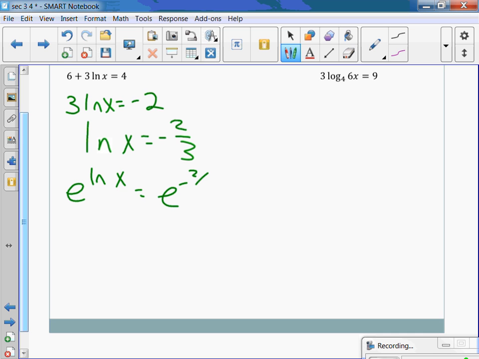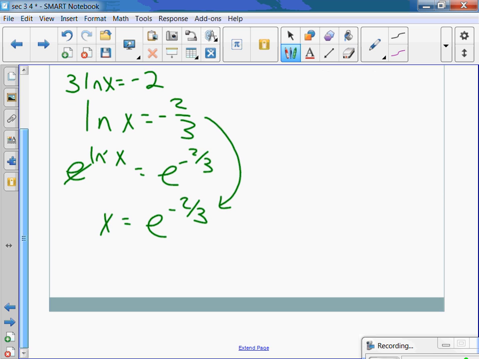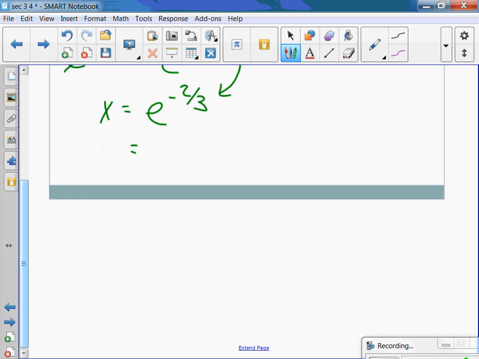But that's the same thing, once again, it's just writing it in exponential form, right? Taking the log form, writing it in exponential form, I get x equals either negative 2/3 or x equals 0.543. Yes, no?